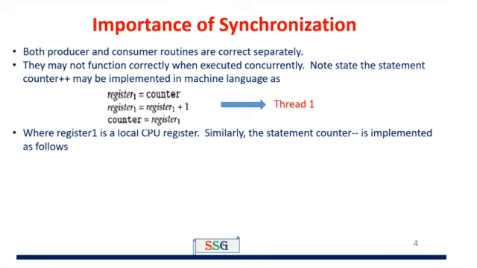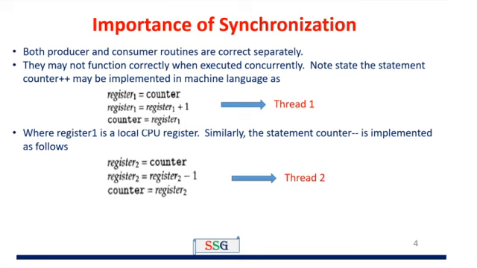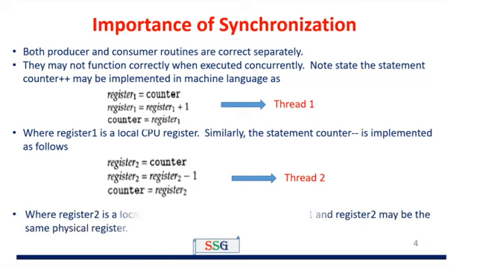Similarly, the statement counter minus minus is implemented as follows. The machine code for counter minus minus is given below. Counter minus minus means counter equal to counter minus 1. First of all, the counter value is assigned to one of the registers, that is register 2. Then register 2 equal to register 2 minus 1. Next, counter equal to register 2. Assume that these 3 statements are assigned as thread 2. So thread 1 performs the counter plus plus operation, and thread 2 performs the counter minus minus operation.